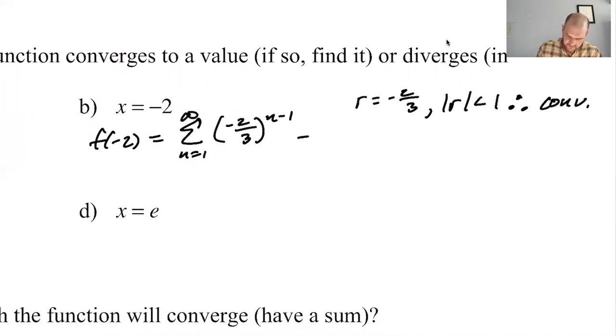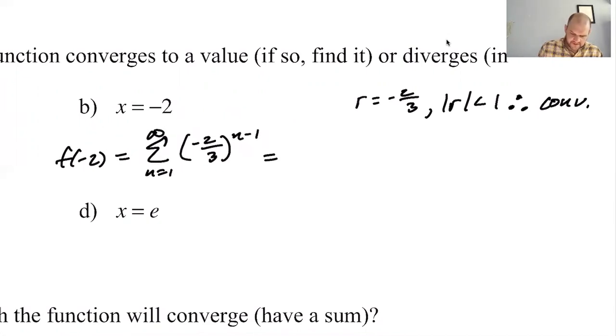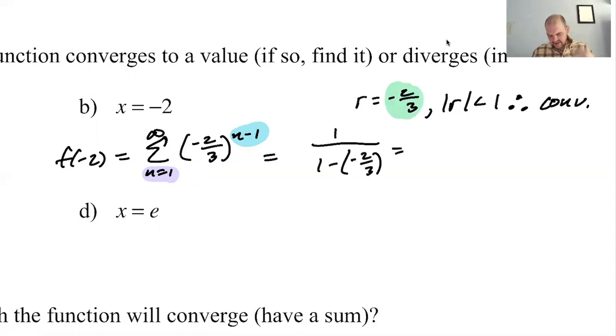So this is going to be equal to, I'm going to move this down so that things are in a line, the first term. You get the first term by taking this value and subbing it in everywhere you see an n, basically. So that's going to give me -2/3 to the 0, so it's 1 over 1 minus the common ratio, or r, which we've already identified, -2/3. So what do we get there? We get 5/3, 3/5, I think.